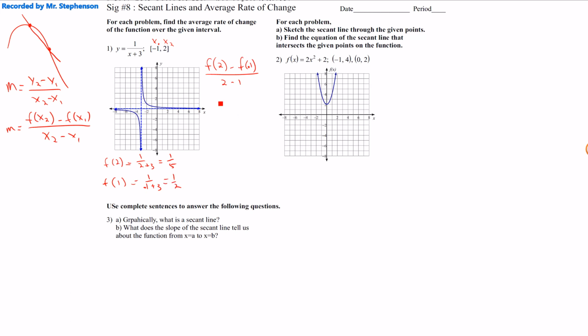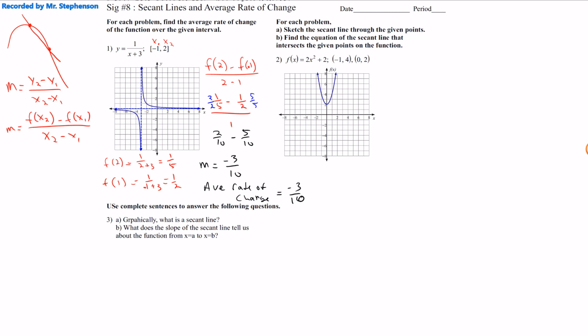1/2. So this is going to be up here 1/5 minus 1/2 over 3. We do need to find a common denominator here, which will just be multiplying top and bottom by 2 over 2 and 5 over 5, which will give us 2/10 minus 5/10, which is going to give us negative 3/10. So the slope of my secant line, in this case, which is the average rate of change, is negative 3 over 10.